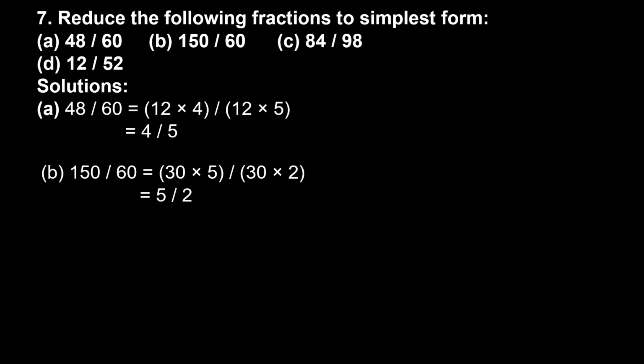The second one is 150 divided by 60. 30 into 2 is 60. 30 into 5 is 150. So 30 will get cancelled. You will get 5 by 2. Also, first you can cancel by 10. 10 into 15, 10 into 6. 10 will get cancelled. 15 by 6. Then you can cancel by 3. You'll get 5 by 2.